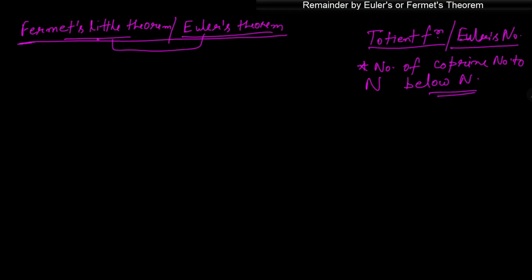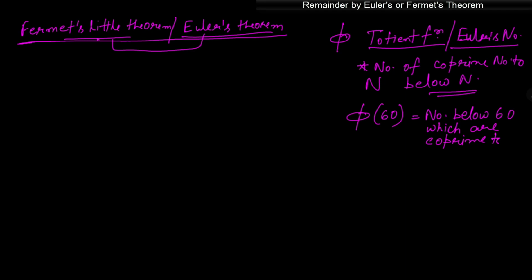So for example, the totient function is usually represented as this phi. So phi of 60, what does it mean? It means numbers below 60 which are co-prime to 60. This is what it means. We will need it in this situation. So how do we calculate? There is a very direct method of calculation of this.